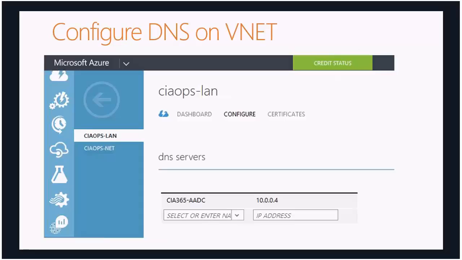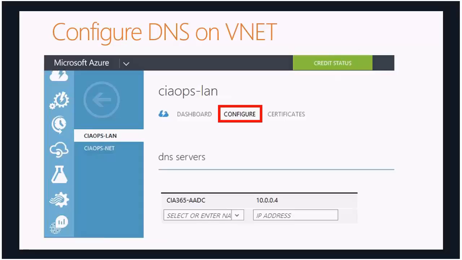Now, the issue is if we try and add a member server, the member server needs to use DNS to be able to connect to our Active Directory so it can join the domain. It's going to fail. So what we need to do is go back into the Azure Management console. We need to go into our virtual network.